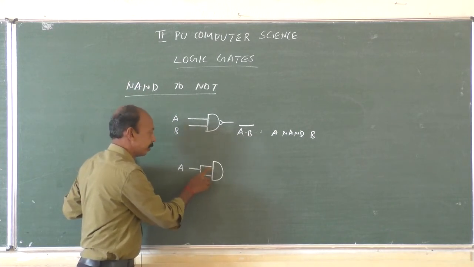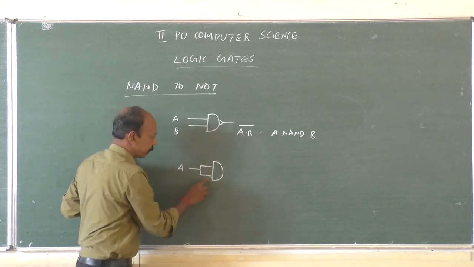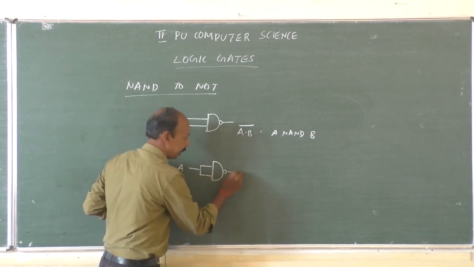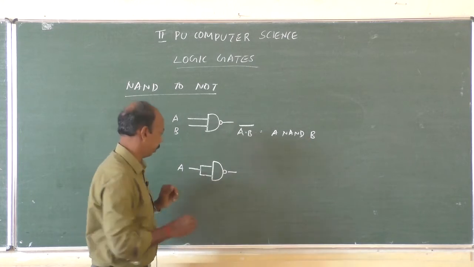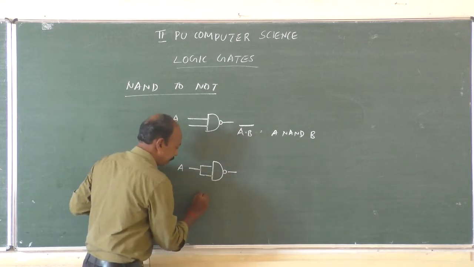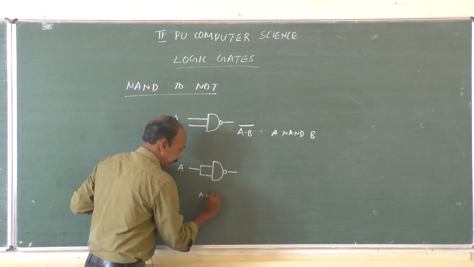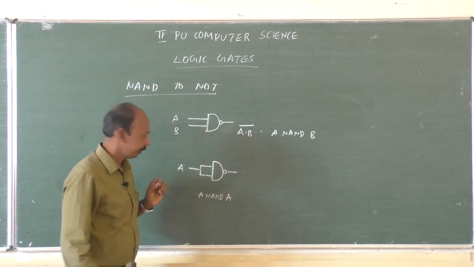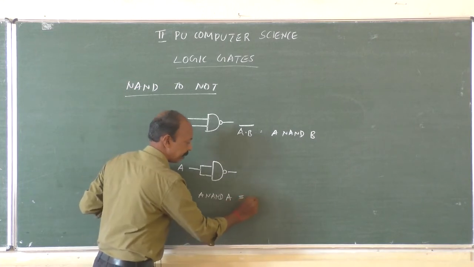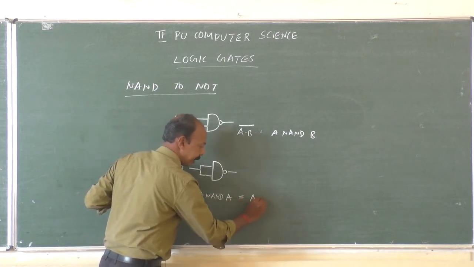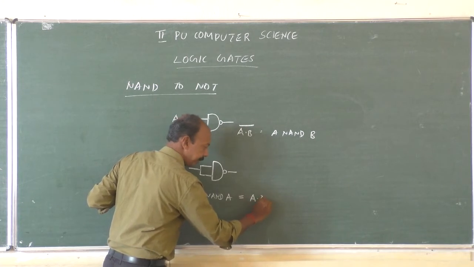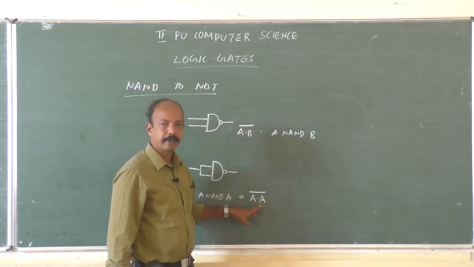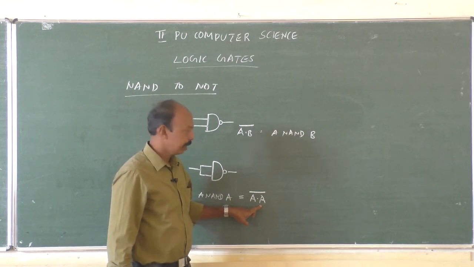In place of A, of course it's A only. In place of B also, that will be A only. So how do we have to write the expression now? The expression will be A NAND A. That's what A NAND A will be: A dot A complement. In place of B, we have A, isn't it?